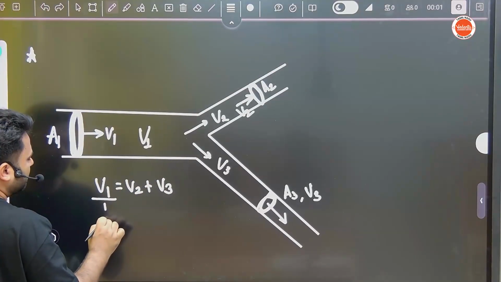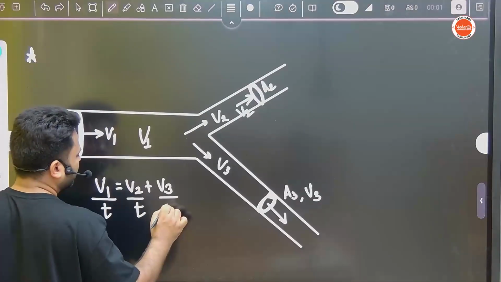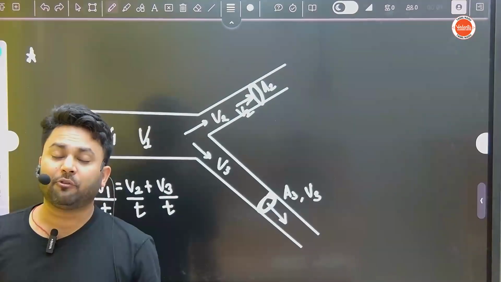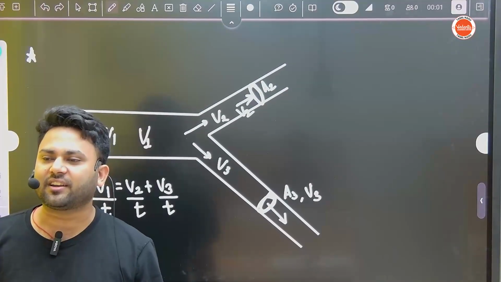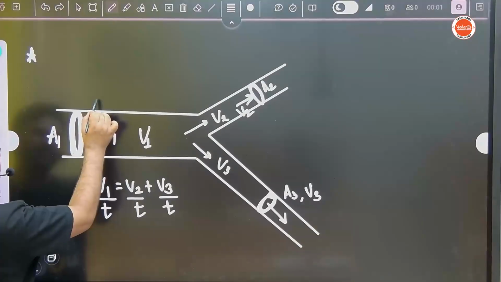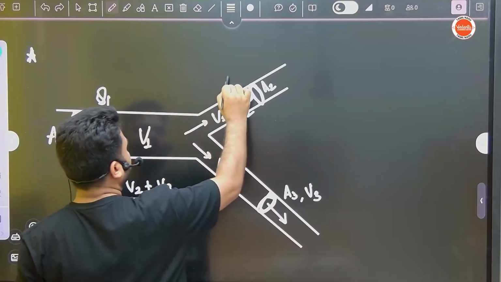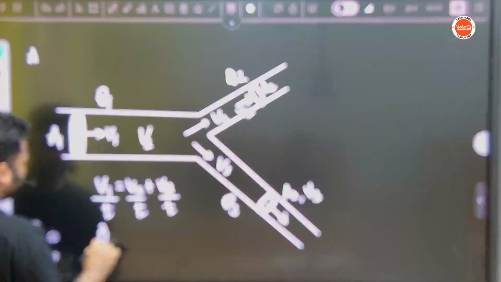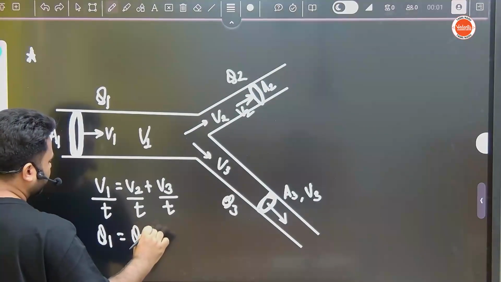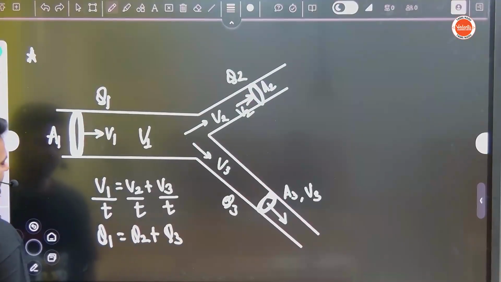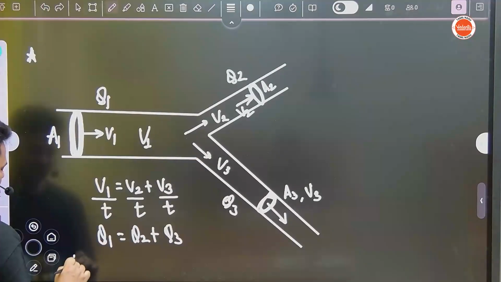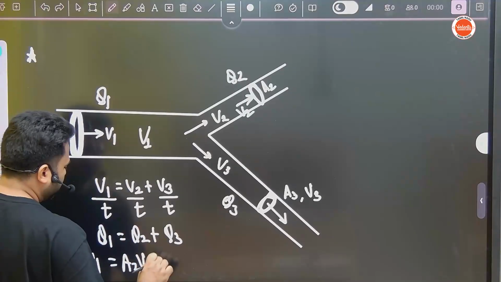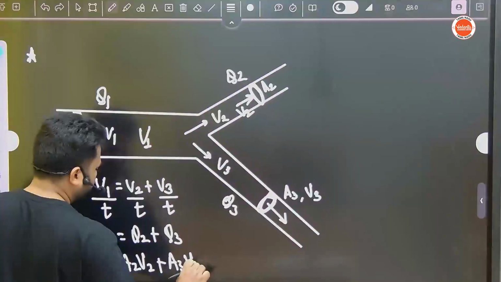If I divide all the terms by time, so this is volume by time. How much volume is flowing in how much time? And what I told, volume by time, this is called what? Discharge. Means here if I say the discharge is Q1, here discharge is Q2, and here discharge is Q3, I can write Q1 equals to Q2 plus Q3. Acha, what is Q? Area into velocity. Means we can write A1 V1 equals to A2 V2 plus A3 V3. This is very important.